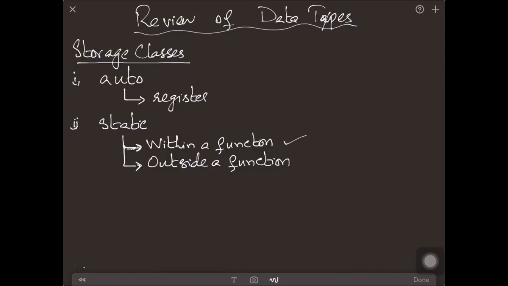Variables declared outside all blocks are normally called the global variables. They are accessible at any point after their declaration. Again, you have two options. The first is you declare a variable outside a function with static keyword. You can also declare a variable outside a function without static keyword.